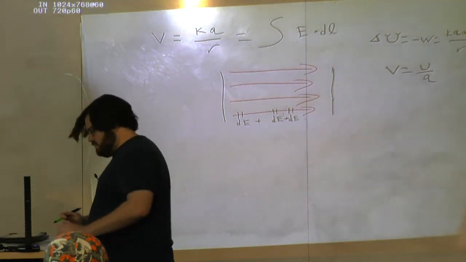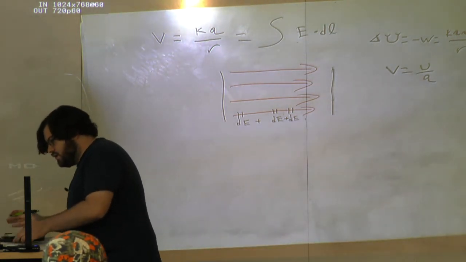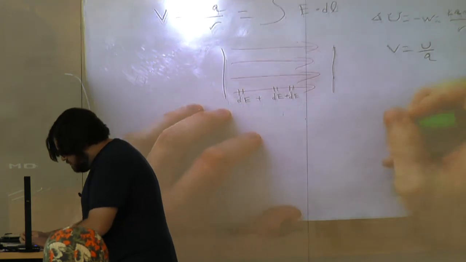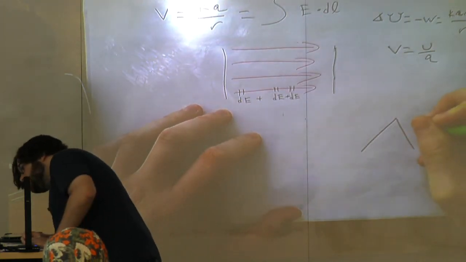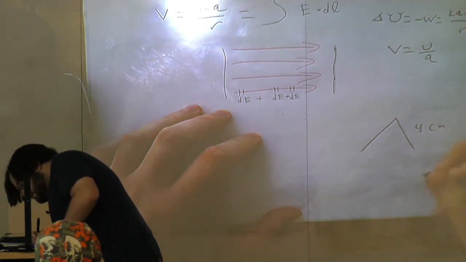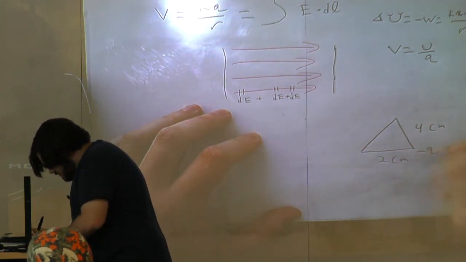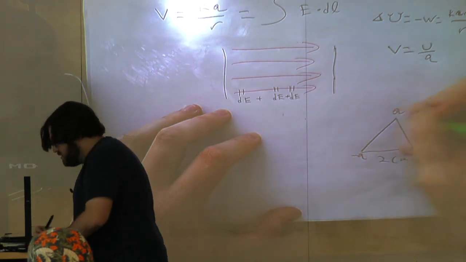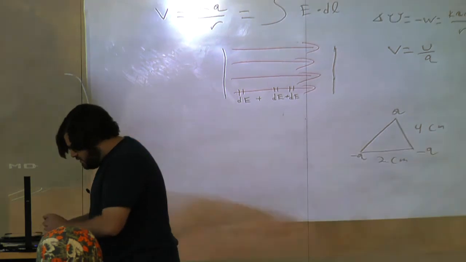Okay, so I have a triangle. I have a distance here of 4 centimeters, a distance here of 2 centimeters. I have a negative Q, and a positive Q. And it's asking me to find the potential at this point right here.